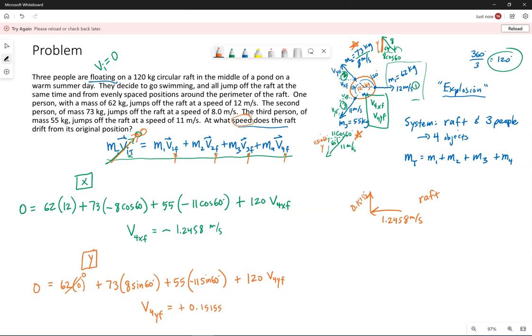The problem wants to know the speed of the raft. So essentially the magnitude of this raft's velocity. So Pythagorean theorem, the square root of the x side squared plus the other side squared. I'm getting 1.3 meters per second.